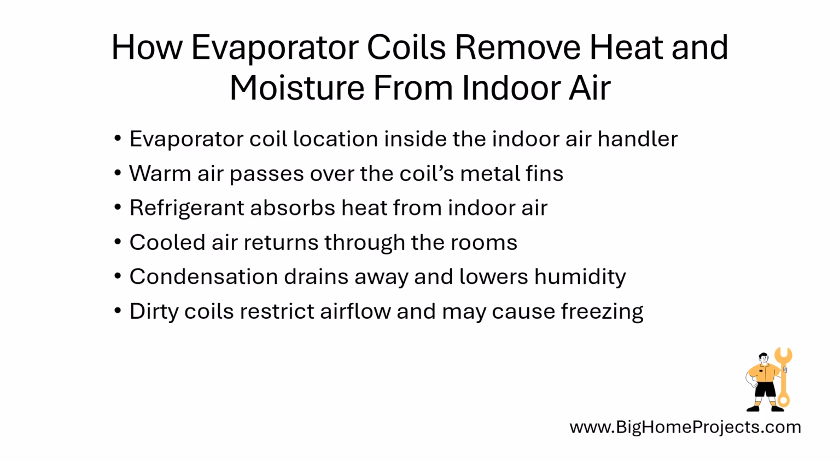Heat moves from the air into the refrigerant, making the air cooler before a blower sends it back through the rooms. As the air cools, moisture can collect on the coil, just like water forms on a cold glass. That moisture drips into a drain pan and leaves through a condensate drain, which also lowers indoor humidity. The refrigerant does not simply become cold by magic. It changes pressure and state as it moves through the system, allowing it to absorb heat efficiently.